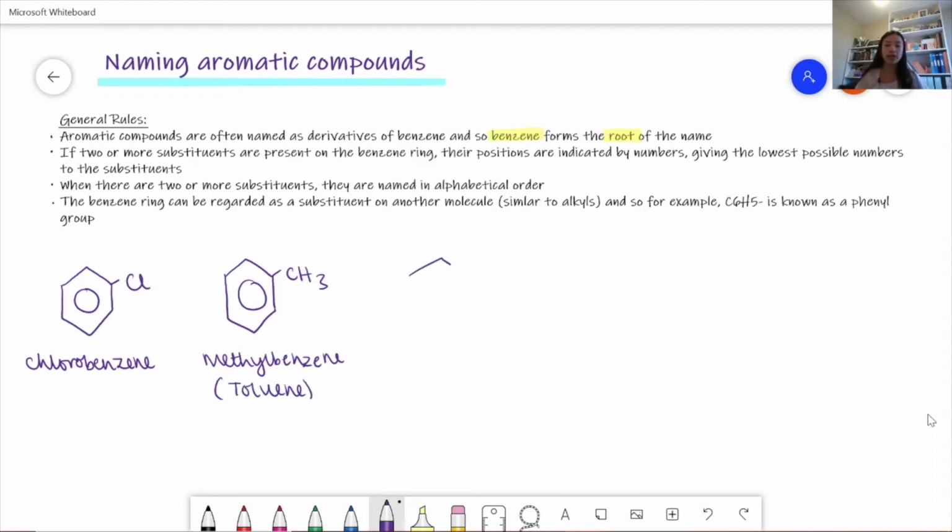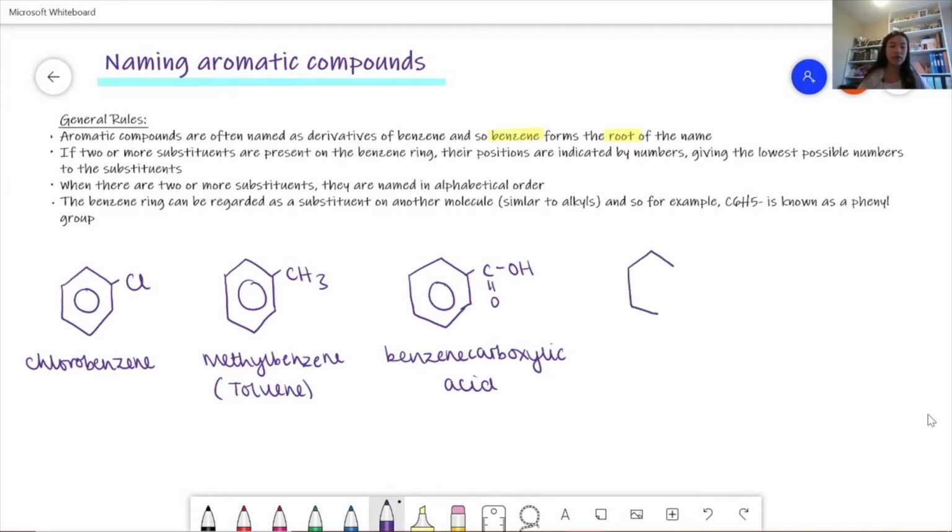We can also get benzene, but with a carboxylic acid group attached. And this is benzene carboxylic acid. And the final example I'm going to look at is nitrobenzene. So we have a benzene ring, and then we have an NO2 group attached. So this is nitrobenzene. And this is what we form when we go through nitration with benzene.